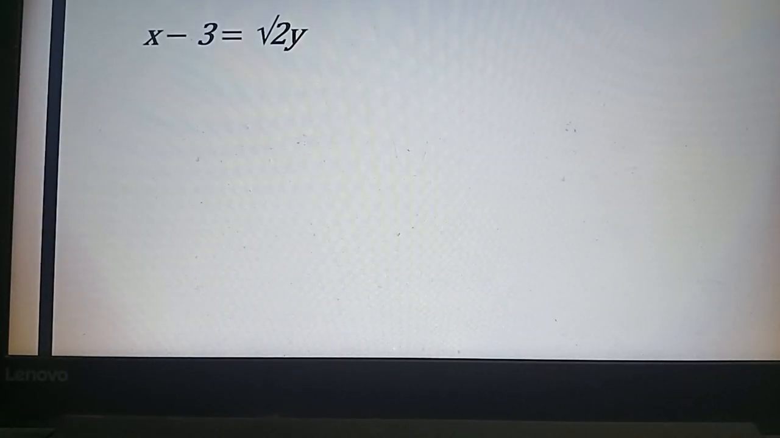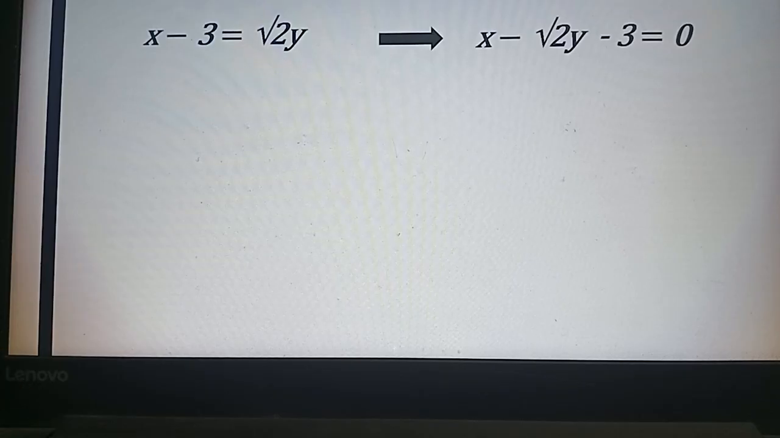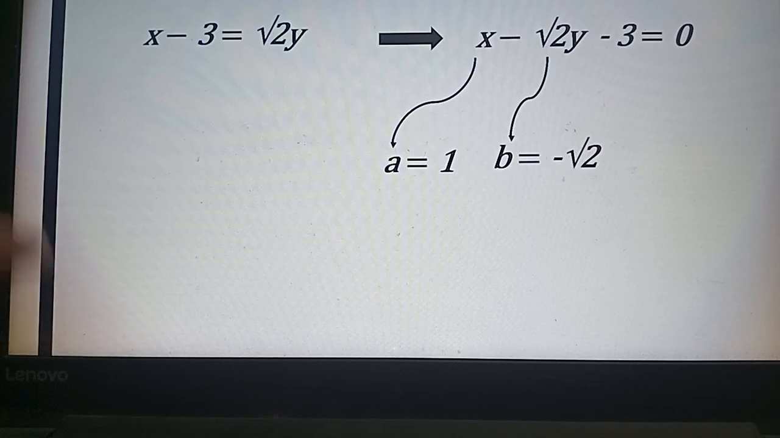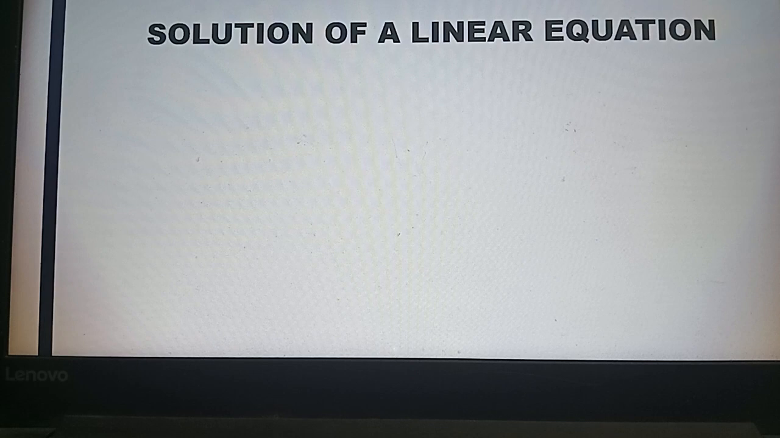Take another example, x minus 3 is equal to root 2 y. I can convert this into the form ax plus by plus c equal to 0. c is the constant term. So I will write x minus root 2 y minus 3 is equal to 0. Here a is 1, b is minus root 2 and c is minus 3. So you have learned the general form of the linear equation.